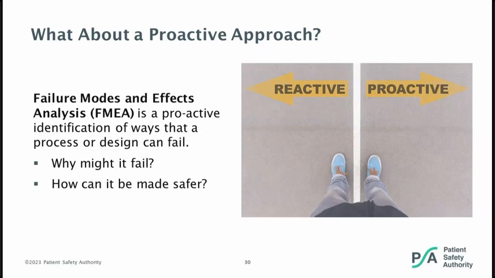We want to be proactive. We want to identify ways that a process or a design can fail. As Kelly spoke about earlier, highly reliable organizations do FMEAs all the time. They are always looking at near misses, and near misses are actually just a gift to a facility, because you can take that near miss. No one got harmed this time, but someone definitely could have been harmed. So what can we do to prevent that harm from ever happening? And we want to just dissect it. Why might it fail? How can we make this safer? What can we do to prevent this from happening?